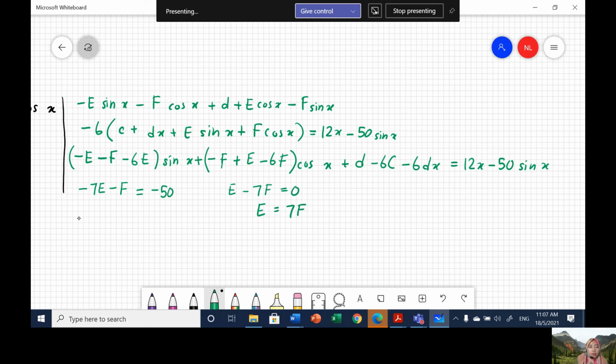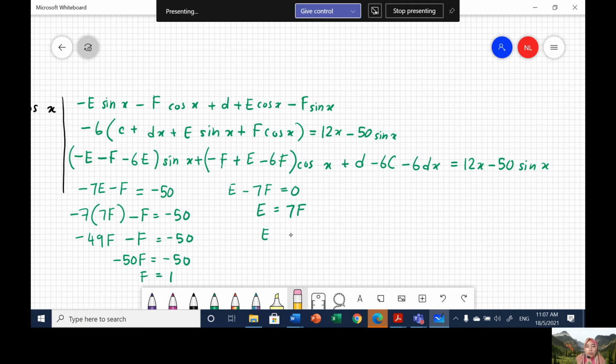And then I put here negative 7. So what is our E? E is 7F, minus F equal to negative 50. Okay, then we have negative 49F minus F equal to negative 50. Then we have negative 50F equal to negative 50. So F is 1. So if F is 1, your E is 7 times 1, so it will be equal to 7.